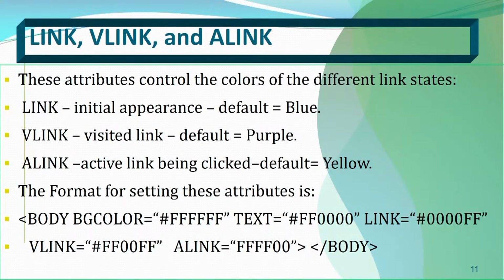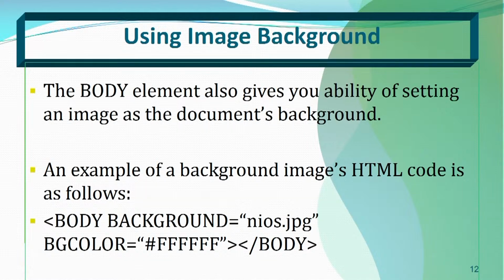Similarly we can use that in the body of the HTML. In the body tag itself we can set these attributes, that is, what would be the color of the link during the click, after clicking, and when it is active. So the main elements, main tags of any HTML document are html, head, title, style and body. The body element gives us the ability of setting an image as the document's background. We can also set an image in the background of the page.